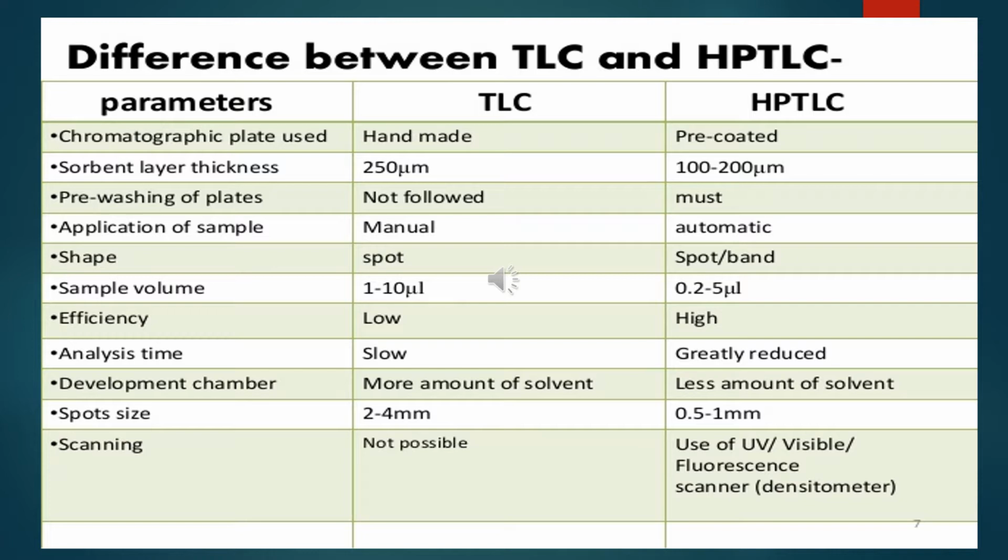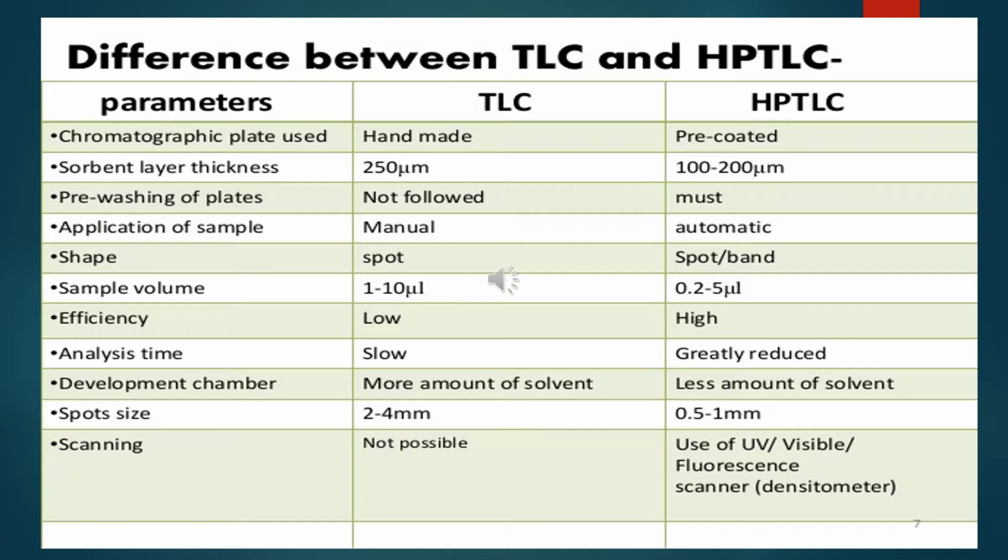Difference between TLC and HPTLC according to parameters. Chromatographic plate used: in TLC handmade, and in HPTLC pre-coated. Next parameter, sorbent layer thickness: in TLC 250 micrometer and in HPTLC 100 to 200 micrometer. Pre-washing of plate: TLC not followed, HPTLC a must. Application of sample: in TLC manual, in HPTLC automatic.